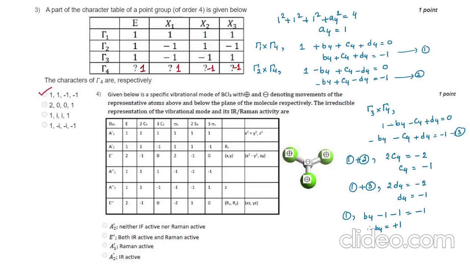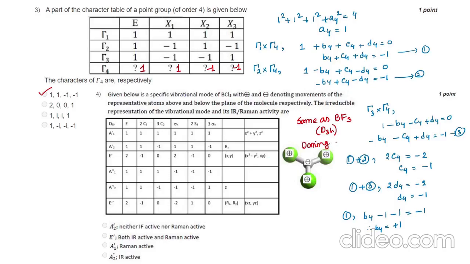Now question number 4. Given below is a specific vibrational mode, obviously BCl3 same as BF3, with plus and minus denoting movements of atoms above and below the plane of the molecule respectively. The irreducible representation of the vibrational mode and its IR and Raman activity are. So if you remember, this will be same as BF3 what we have discussed so far, which belongs to D3h, right? So the D3h point group is also given.